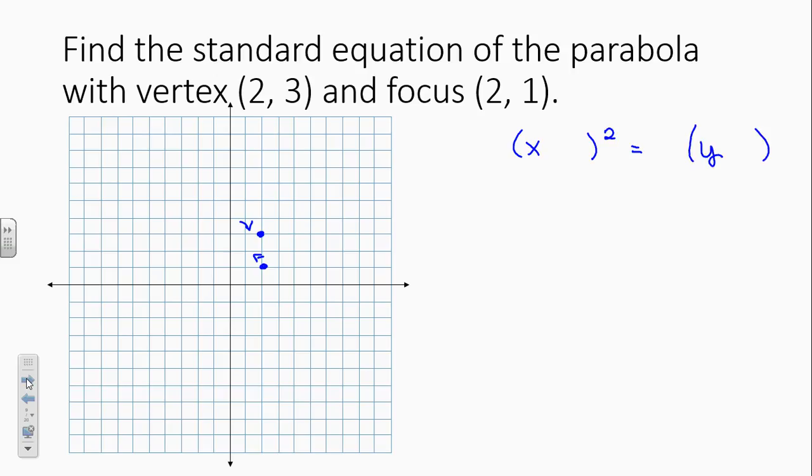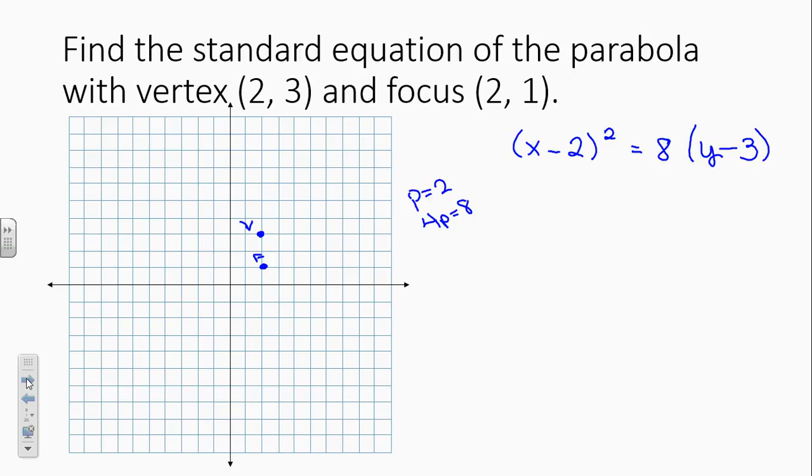What goes in these parentheses? Yep, the vertex. So x minus 2 and y minus 3. Okay? So far, so good? All right. So how many steps did we move from the vertex to the focus? So what's 4p? P is 2. So 4p is 8. So that's the number that's going here.